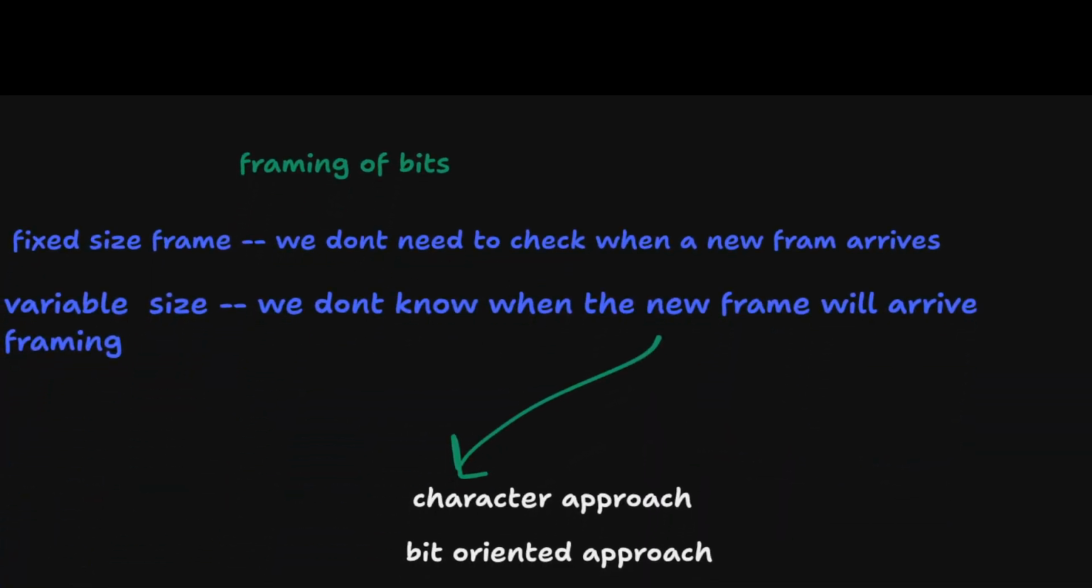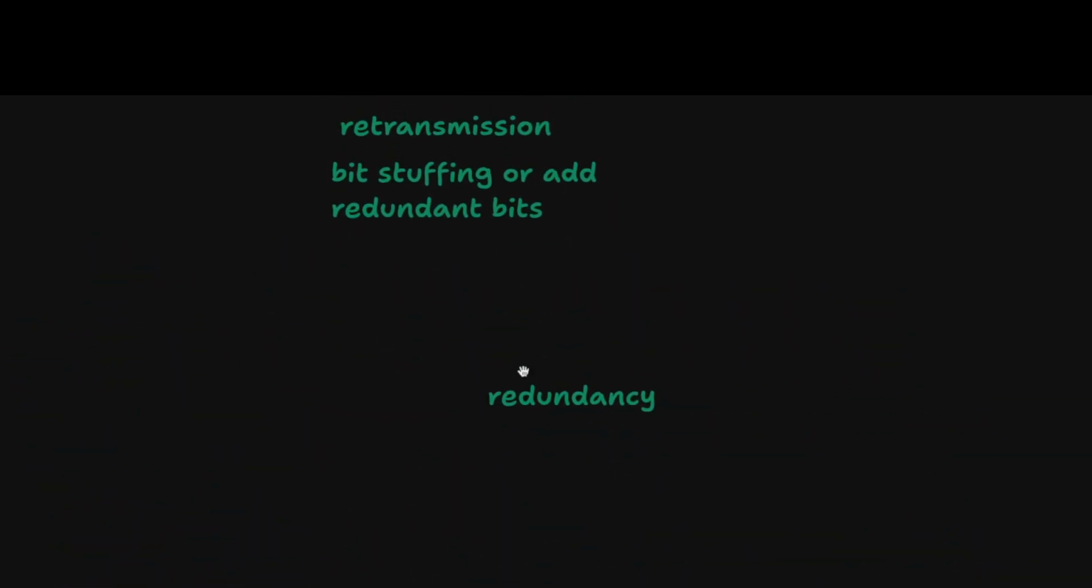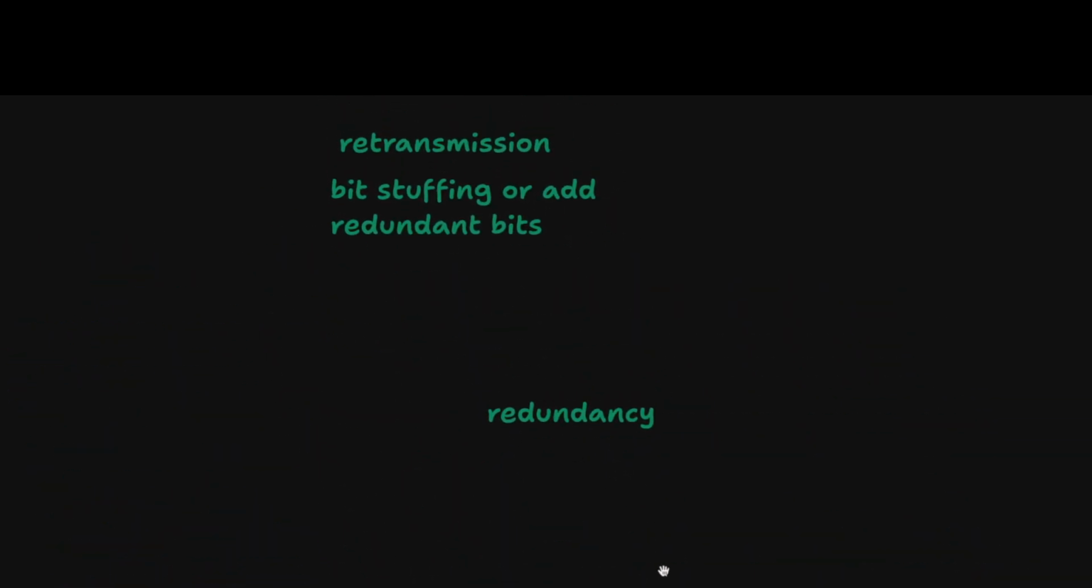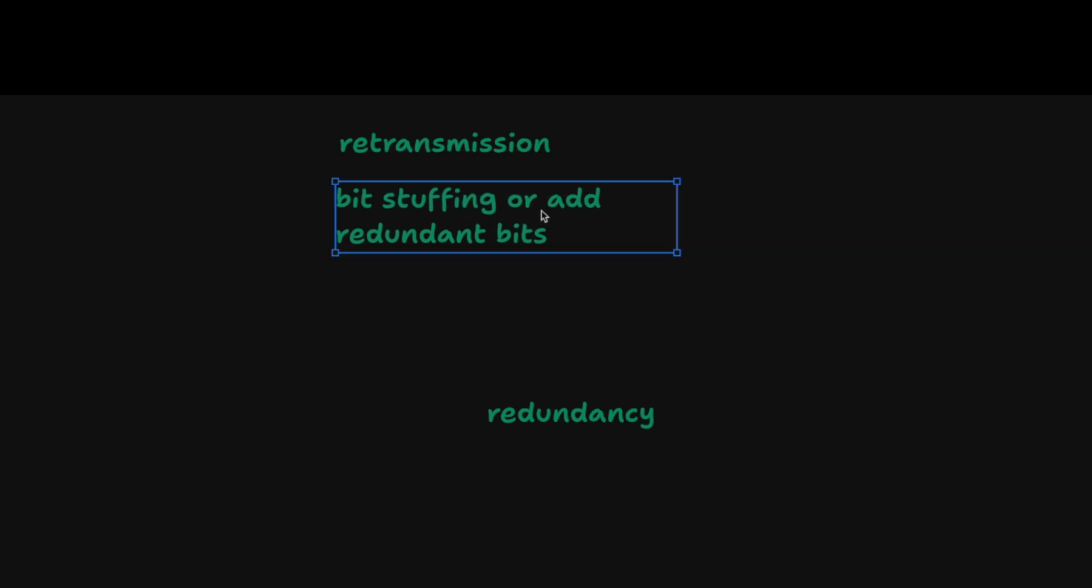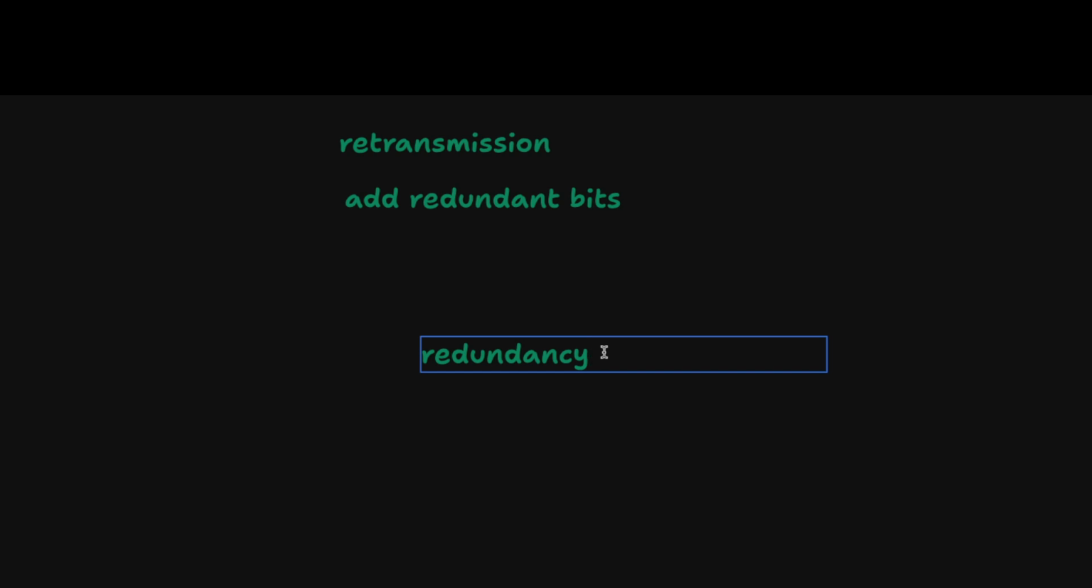Now framing. Whenever data is sent, it is not sent as 1 and 0 directly. We only add bits, or what we do is add redundant bits at the end or at the start, right? Or else you perform retransmission.